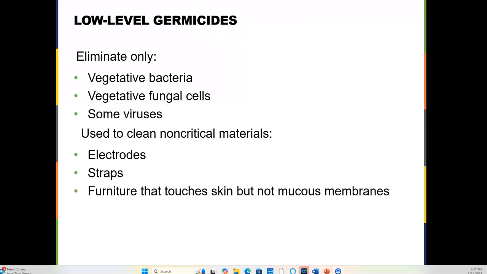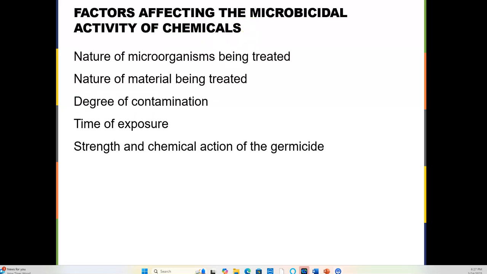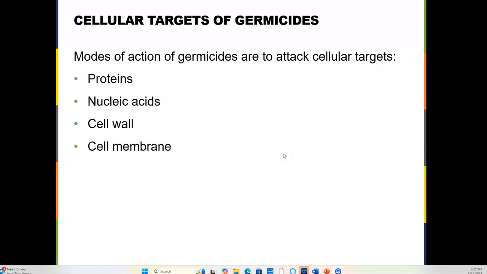Then we have low-level germicides, which eliminate only the vegetative bacteria, vegetative fungal cells, and some viruses. They are used to clean non-critical materials like electrodes, straps, and furniture that touches the skin but not the mucous membranes. Factors affecting microbicidal activity of chemicals: the nature of the microbe, the nature of the material being treated, the degree of contamination that you want to achieve, time of exposure, and strength and chemical action of the germicide.